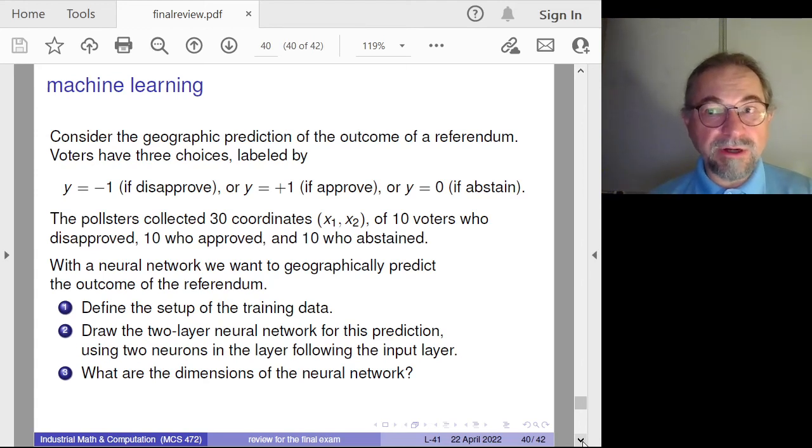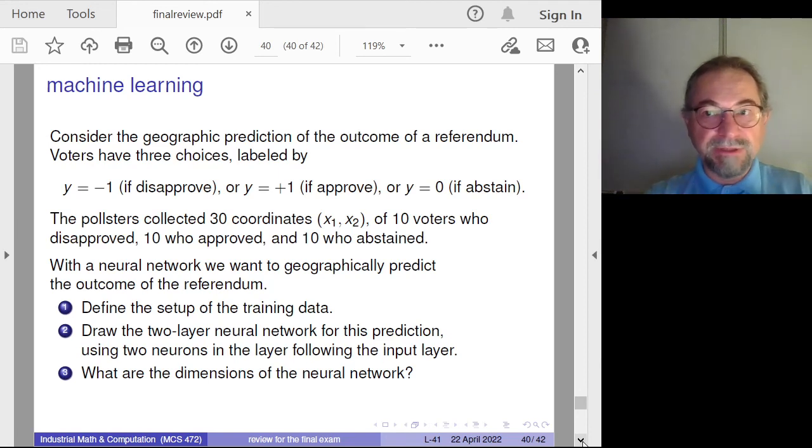Here, assume that we are wanting to predict the geographical distribution of the outcomes of a referendum. There are 3 choices. Either people can disapprove of the question, they can approve, or they can just be not participating, which means abstaining. They are indifferent to it. Assume that from a region in a state, one collects 10 locations where everybody was against the referendum, then 10 locations where everybody was for the motion, and then 10 locations where people didn't care. So now, can you set up an electoral map?